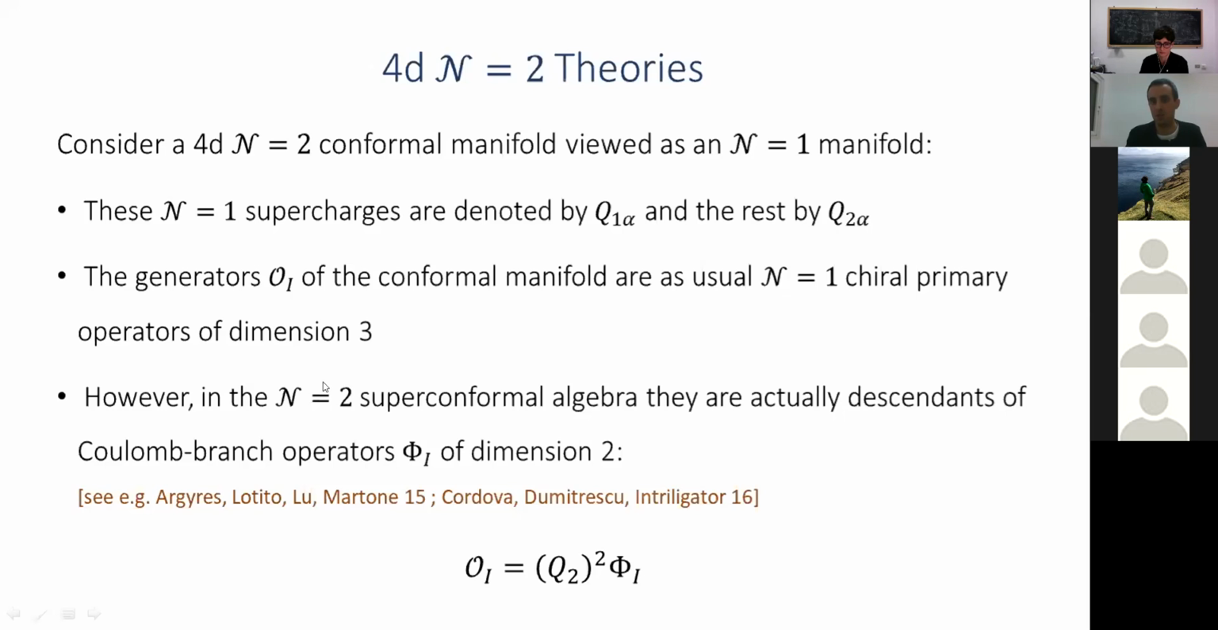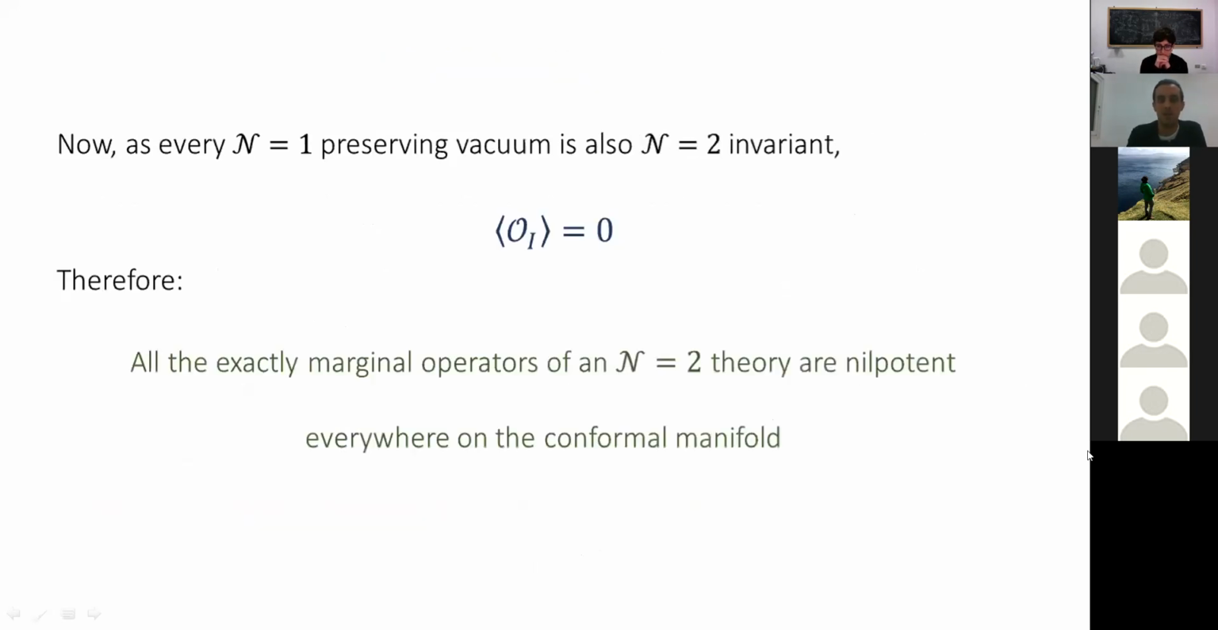This is regarding the N=1 notation, but since we're in an N=2 theory, in the N=2 superconformal algebra, they're actually descendants of Coulomb branch operators of dimension 2. So they are obtained by Q2 squared applied on some Coulomb branch operator, which is an N=2 chiral operator. And then it means that since every N=1 preserving vacuum is also N=2 invariant, the VEV is 0. So we see that all the exactly marginal operators in an N=2 theory are nilpotent everywhere on the conformal manifold. So here we don't have these special places where they can get a VEV. Here they are nilpotent everywhere.